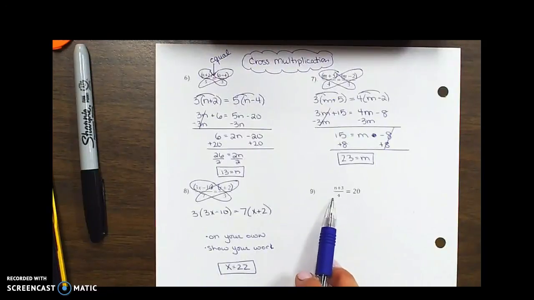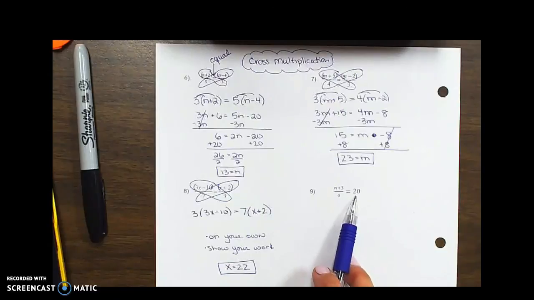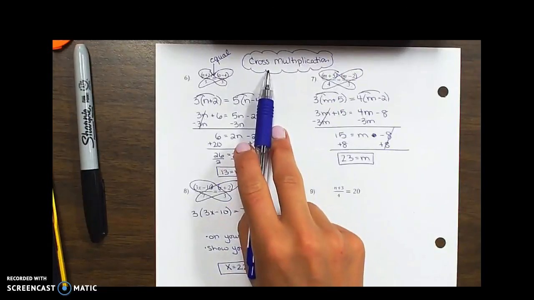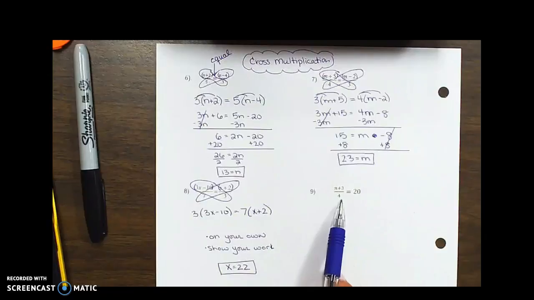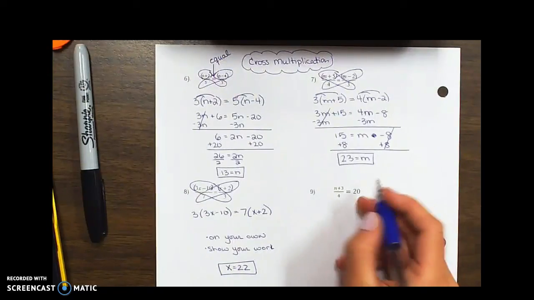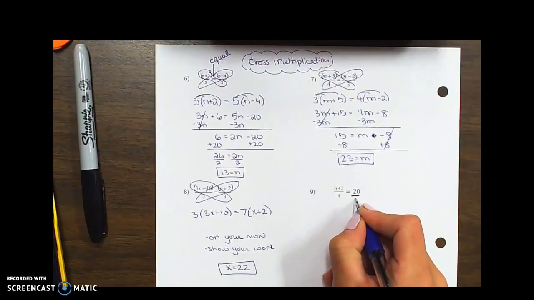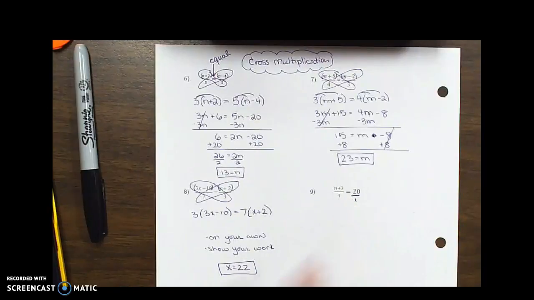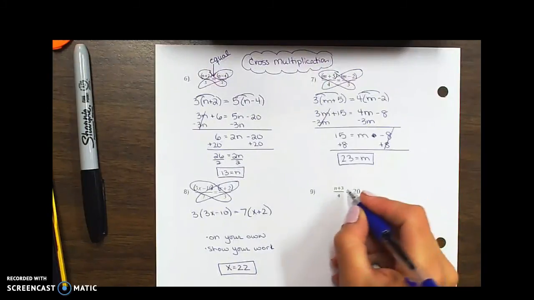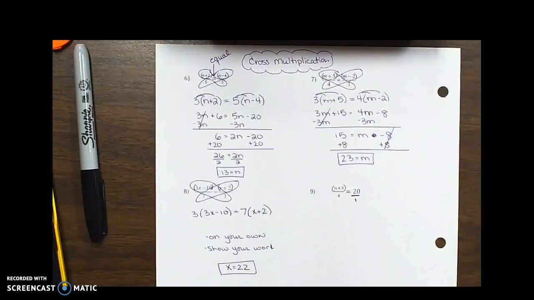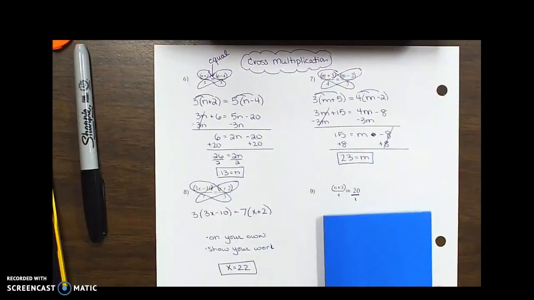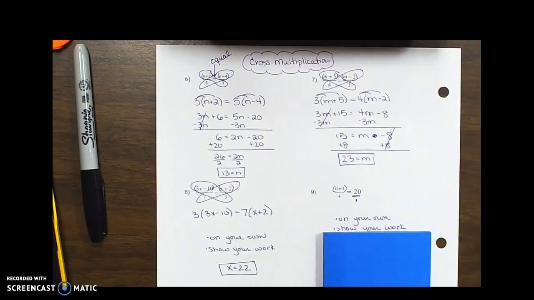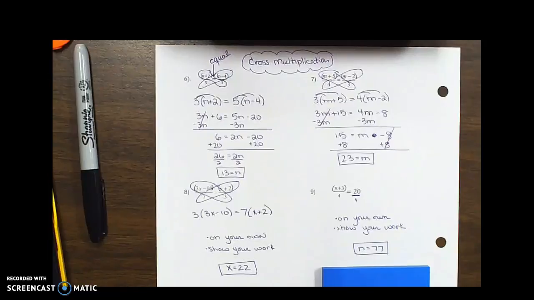So here we have a fraction equal to a whole number. So if you like this strategy of cross multiplication, if one side is completely in fraction form, what we can do is we can put the 20 over 1. Now we have a fraction equal to a fraction, and we can cross multiply. So put your binomial in parentheses. Go ahead now, everyone, cross multiply and find your solution. Okay, so on your own, show your work. Were you able to get n equals 77?